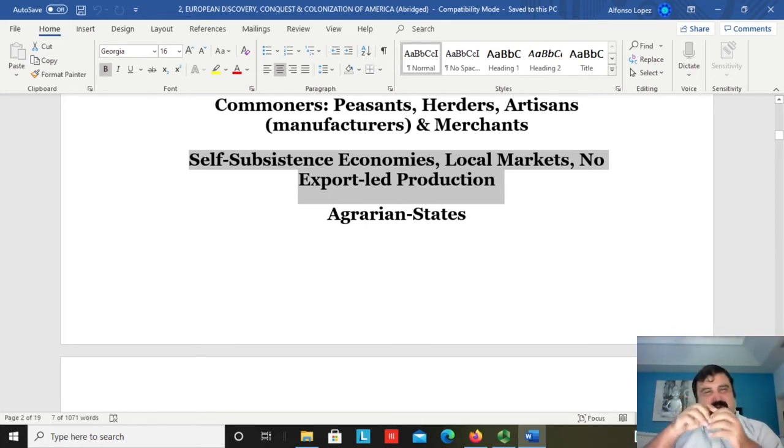All economies were local or regional. In other words, whatever you're producing, you're actually consuming, or you're bartering or trading that with maybe a couple of towns within the region, and people are trading back and forth, very localized, very regional type of exchange, if you will.